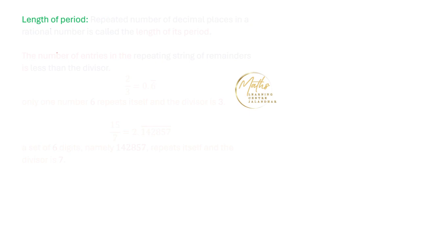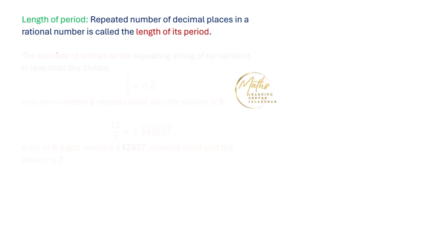Now the next we have is the term length of period. When we have non-terminating repeating decimals, then a block of digits is repeating, and this repeated number of decimal places in a rational number is called the length of its period. So what we mean to say is, suppose I am talking about the number 2 by 3. The decimal expansion of this number is 0.6 bar. So this digit 6 is repeating again and again. So in this case the length of the period is 1.